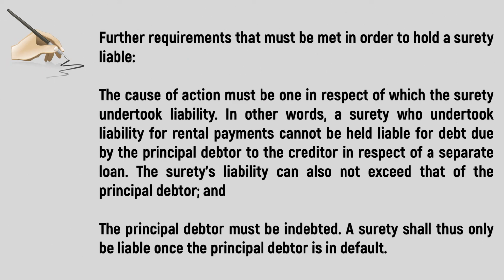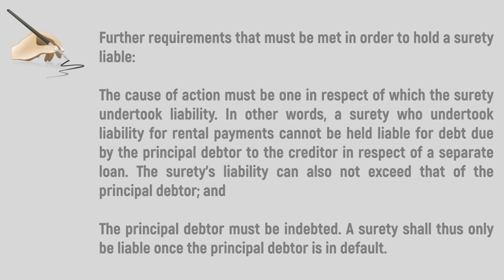There are further requirements that must be met in order to hold a surety liable. These requirements are the following. The cause of action must be one in respect of which the surety undertook liability. In other words, a surety who undertook liability for rental payments cannot be held liable for debt due by the principal debtor to the creditor in respect of a separate loan. The surety's liability can also not exceed that of the principal debtor, and the principal debtor must be indebted. A surety shall thus only be liable once the principal debtor is in default.